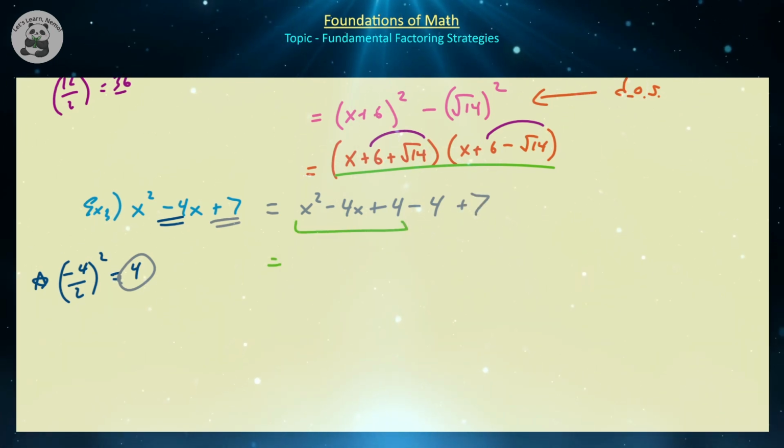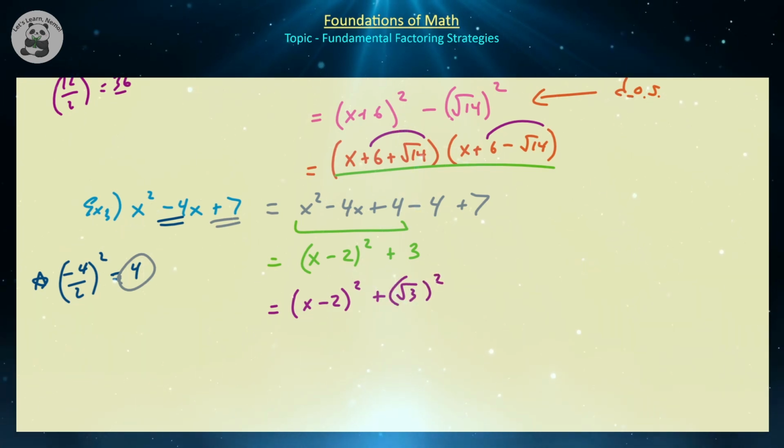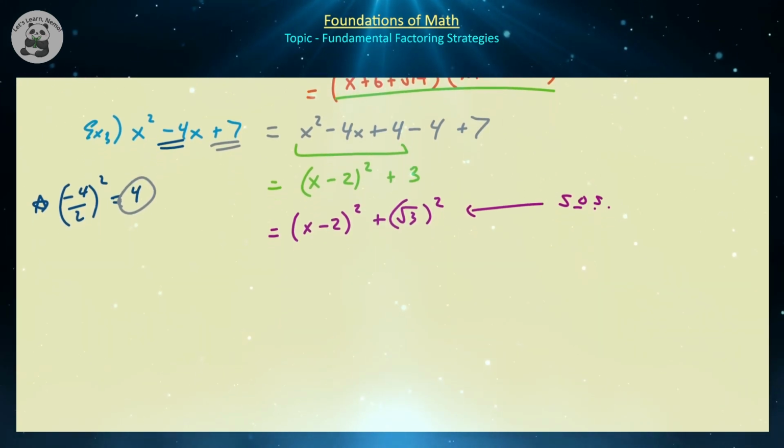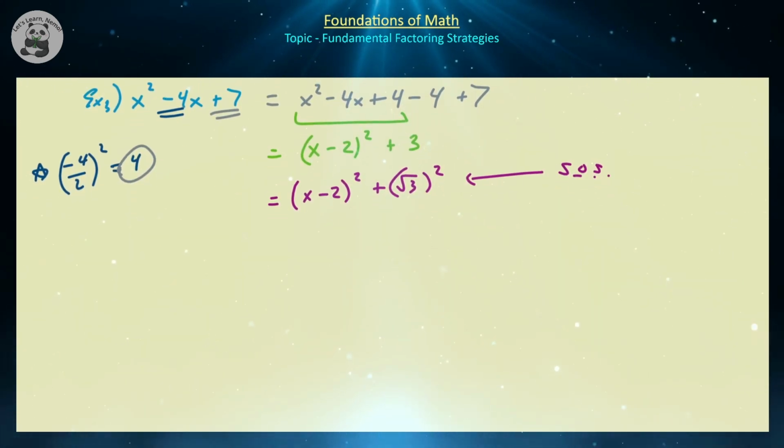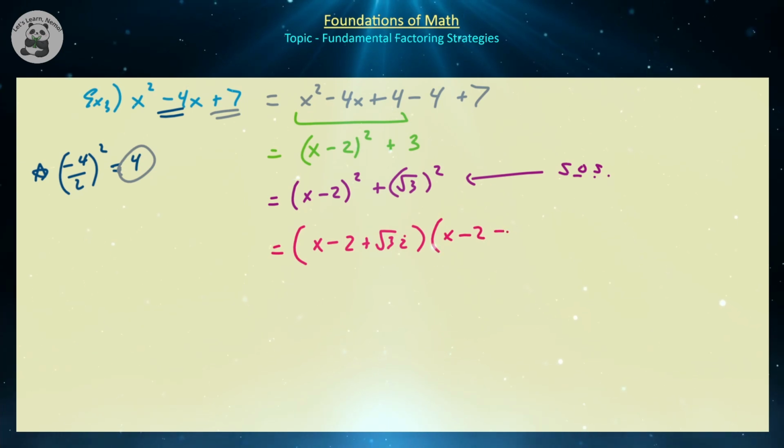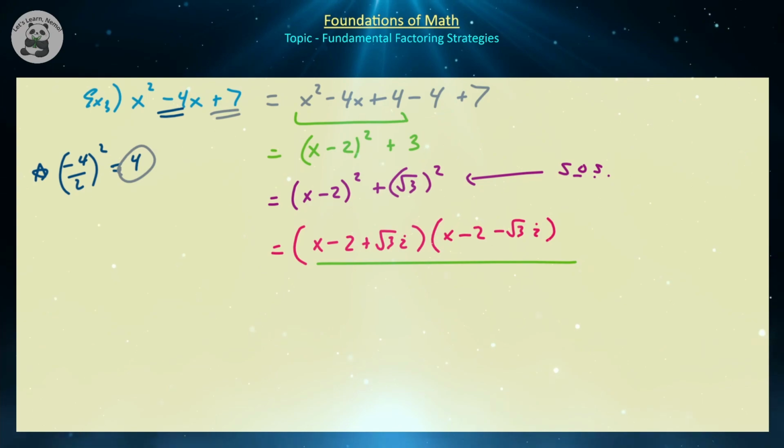So this x squared minus 4x plus 4 will factor into just x minus 2 squared, and then we're going to have minus 4 plus 7, which we know is just positive 3. So we know that this is just x minus 2 squared plus the square root of 3 squared, which is just a sum of squares, which we know can factor over the set of complex numbers. So this is going to be equal to x minus 2 plus the square root of 3i, and then x minus 2 minus the square root of 3i, and that will be the factored representation of x squared minus 4x plus 7.